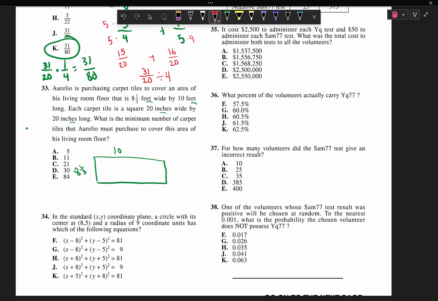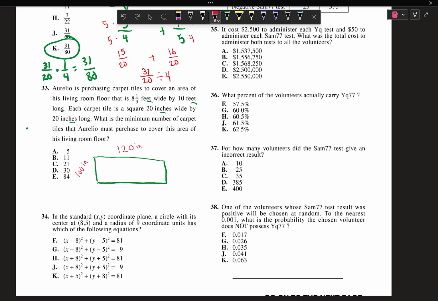To convert 10 to inches, we're just going to multiply that by 12, and same thing for 8 1/3. 10 times 12 is 120. 8 times 12 is 96, but then we have to multiply 12 times 1/3 as well. 12 times 1/3 is 4. So 96 plus 4 is 100. So this is a 100 by 120 inch living room.